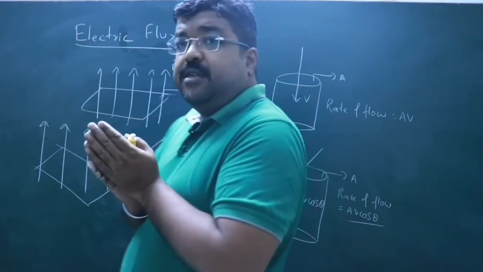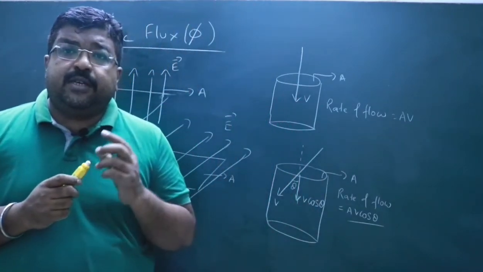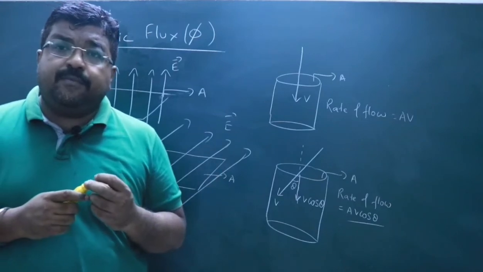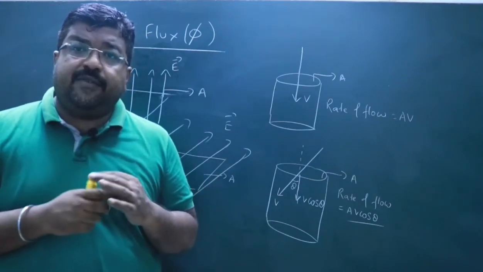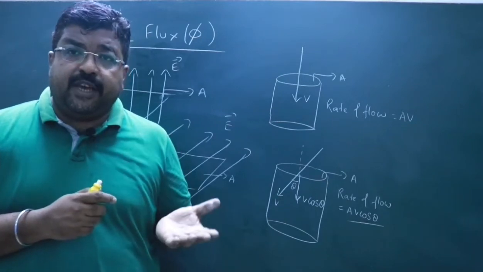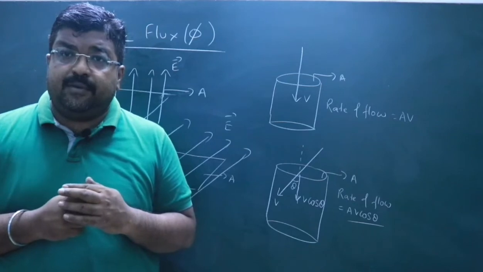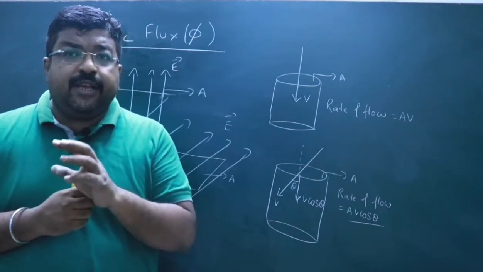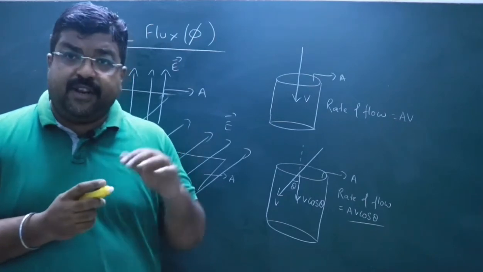So that means the number of lines which pass through a given area depends on the orientation or direction of the electric field. It depends on the orientation of the area. It also depends on the magnitude of area. So with regard to area, there are two factors which decide the number of lines passing through the given area.